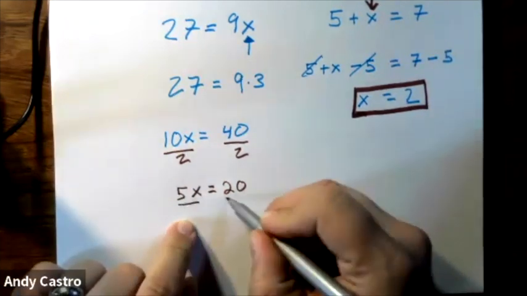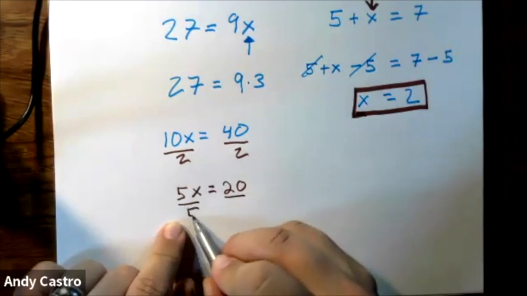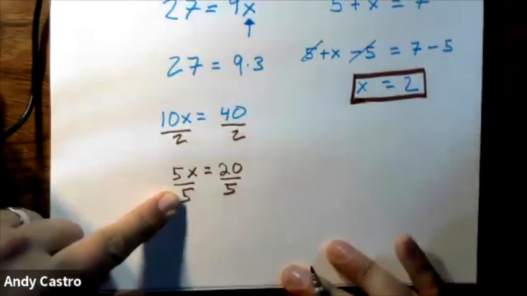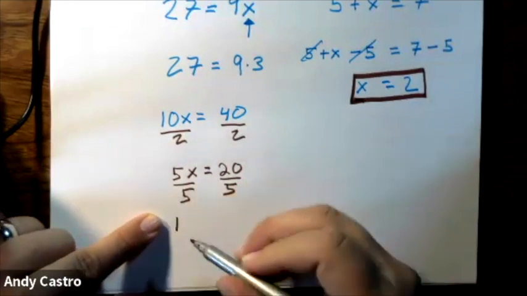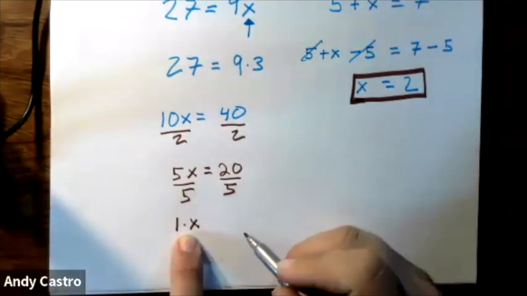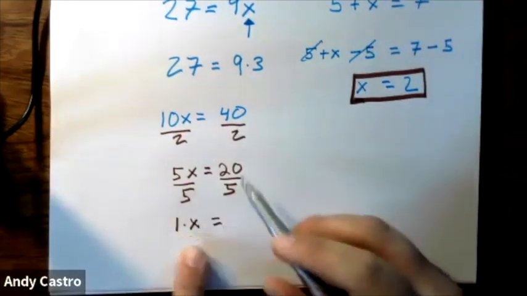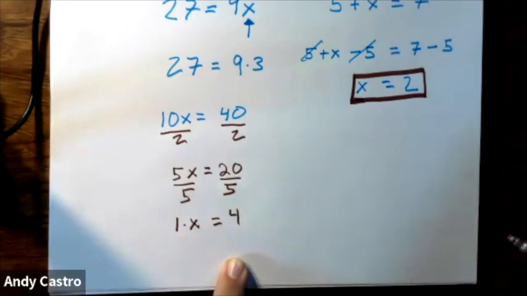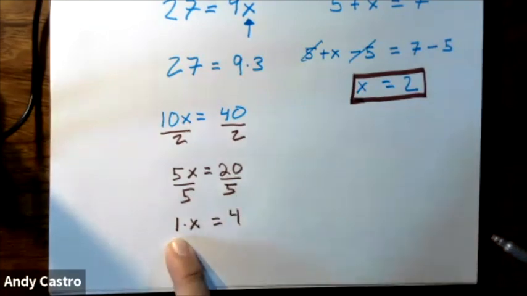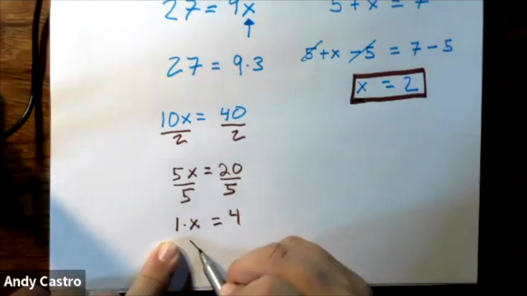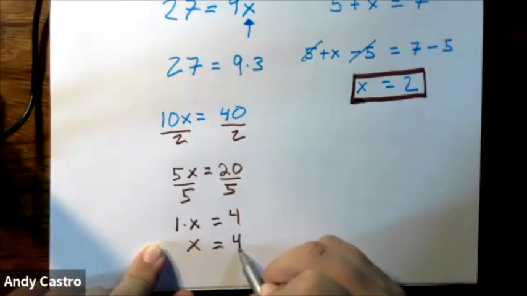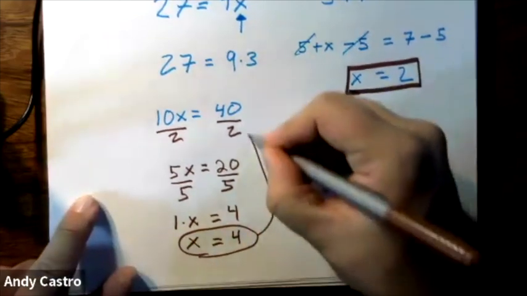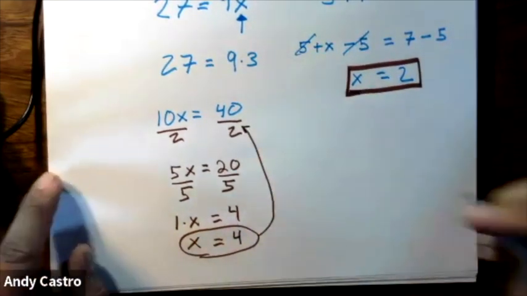If I divide both sides by 5 here, the 5 divided by the 5 becomes a 1, right? And then I multiply that by x. Over here, the 20 divided by 5 becomes a 4. Well, I know that 1 times x, according to one of my axioms, is just x. X is 4.